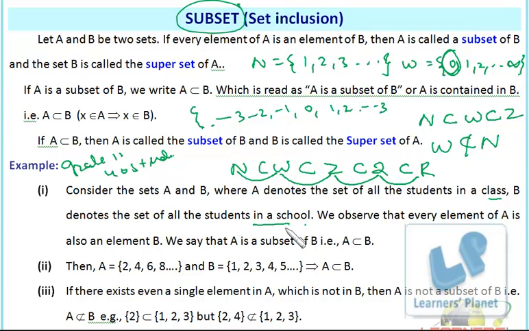Okay, so the set of students in your school is the superset of all these sets. Okay, so that's very simple.